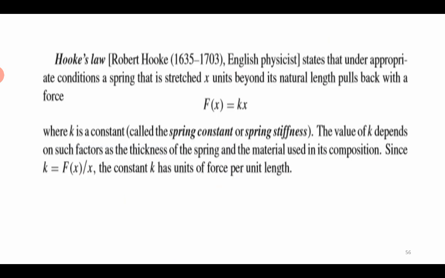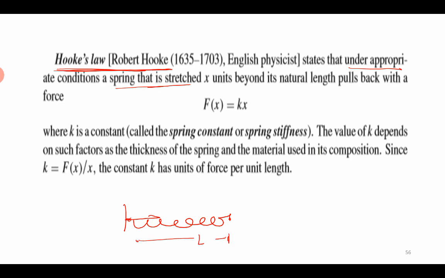Okay, let's see one more important rule. Hooke's law. Hooke's law says that under some conditions, a spring, assume that you have a spring here, its normal length is L, isn't it? Original length. This is stretched up to this distance x. You are stretching the spring beyond its natural length. The natural length is L. Beyond its natural length, this distance is x.